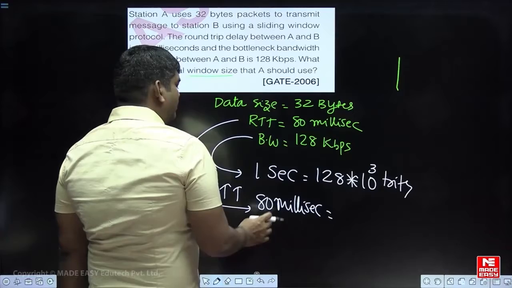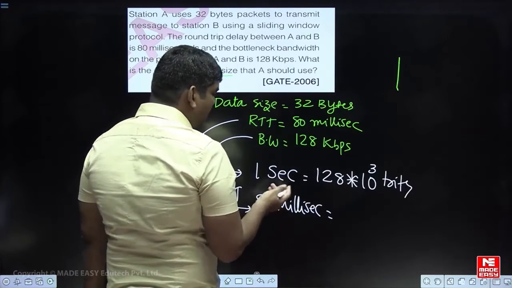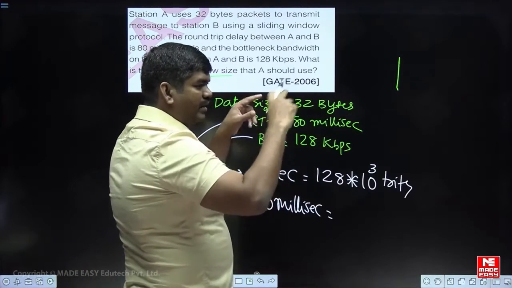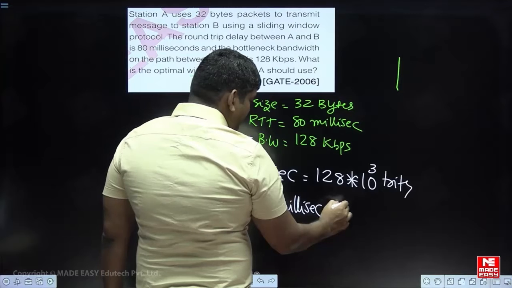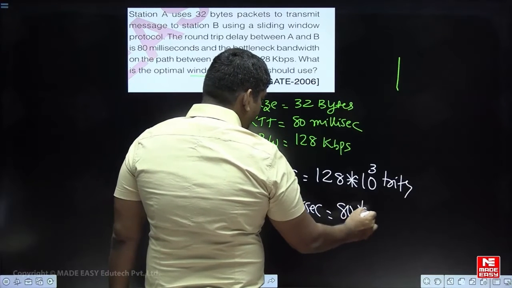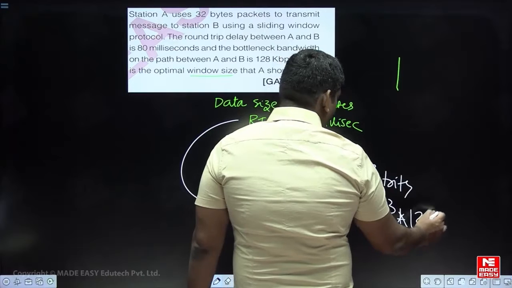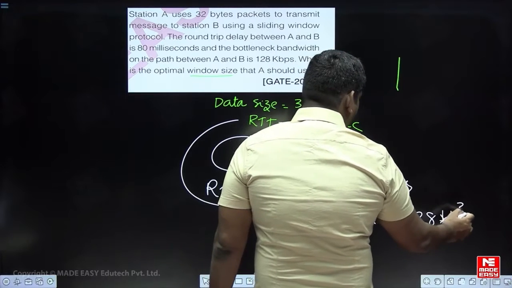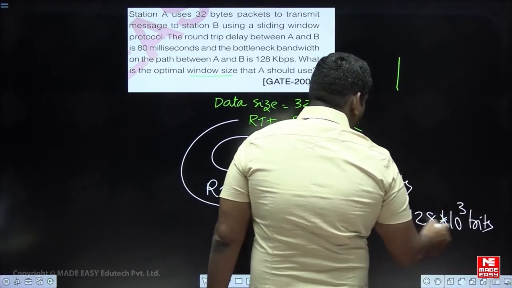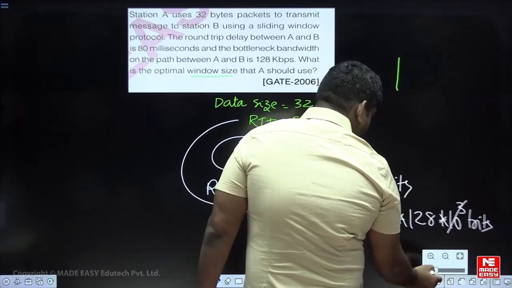So, for 1 second we have these many bits; in this RTT, how many bits can fill that particular channel? This will be cross multiplying. So 80 into milli means 10 power minus 3, into 128 into 10 power 3. What are the units here? Bits. So these both will cancel now.